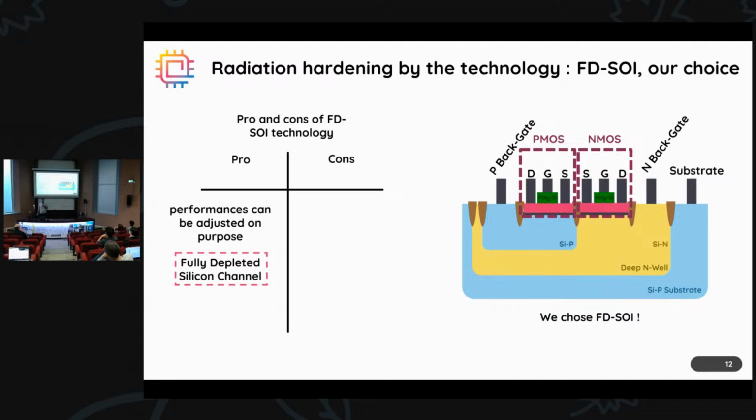FDSOI technology has a fully depleted silicon channel. This means there is no PN junction inside the channel of the transistor, so there is no photocurrent generated through radiation. Another advantage is that transistors are built onto an insulator, so those PN junctions will not impact the channel directly.